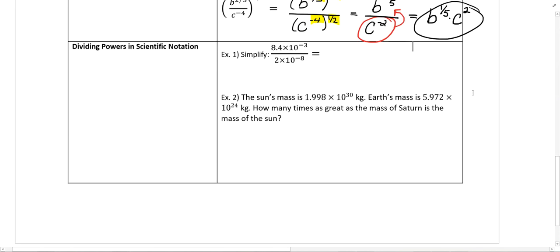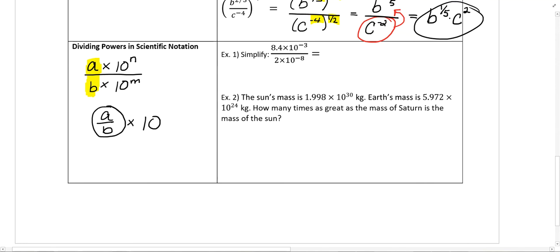And finally, let's look at dividing powers in scientific notation. So we are going to have two numbers in scientific notation dividing. We're going to take the numbers that are not exponents and divide them. Just figure out what this is when you divide them. And then it's going to be times 10 to the, and then we are going to take our exponents and subtract them. Top minus bottom.